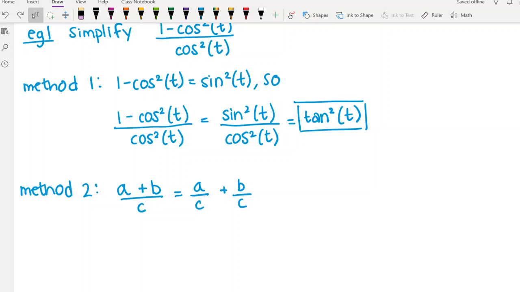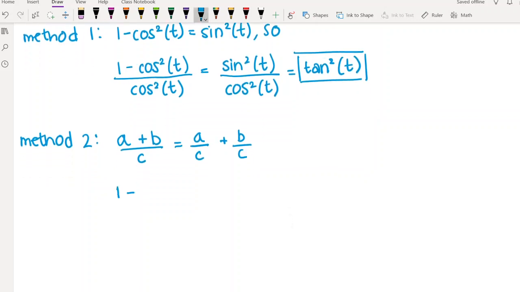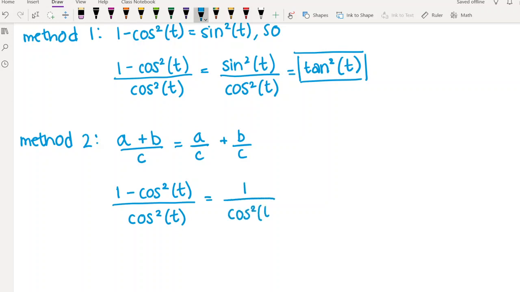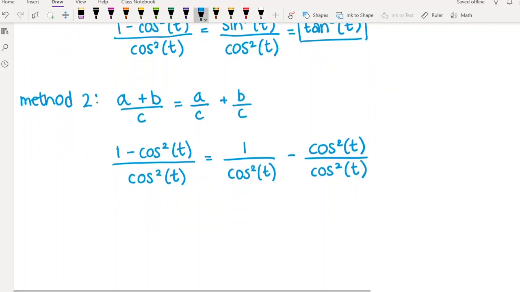So how would that work here? Well, if we have 1 minus cosine squared of t over cosine squared of t, we can split that up into 1 over cosine squared of t minus cosine squared of t over cosine squared of t. Right? We're leaving the denominator the same and just splitting it into two pieces. And then what is 1 over cosine squared? Well, 1 over cosine is secant, so 1 over cosine squared is secant squared of t. And then we have cosine squared over cosine squared, that's just 1.